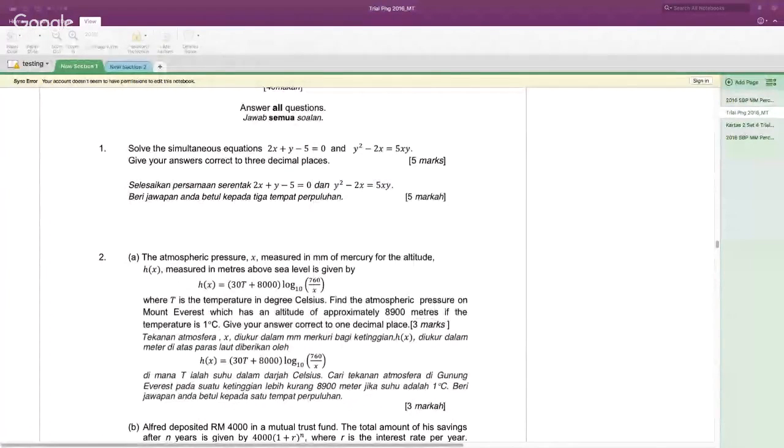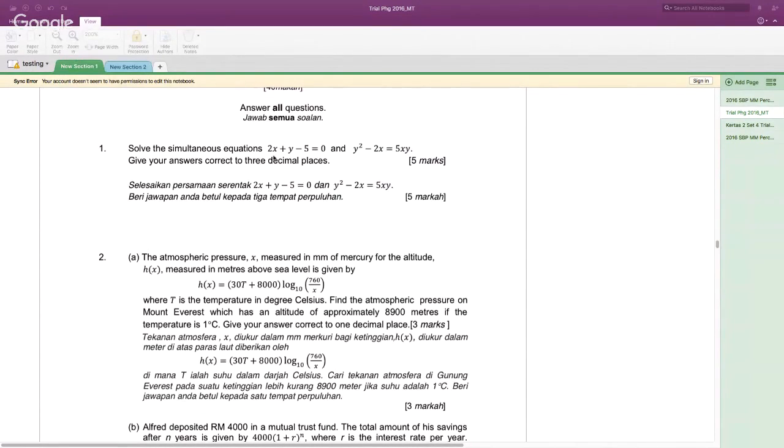Okay, so today we are going to discuss the Pahang MF paper for 2016. This is the Pahang Trial paper for 2016, and this is paper 2 for MF. All right, so let's have a look at the first question. The first question here is the simultaneous equation. It should be very easy.